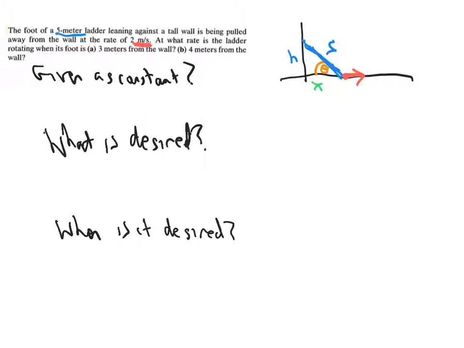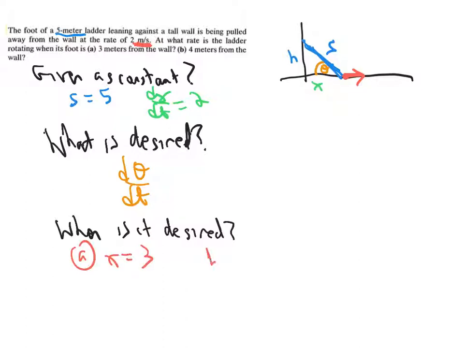Well, we know that the ladder is always 5 meters. And we know that the ladder is being pulled away at a fixed rate, and that's going to be dx/dt, which equals 2 meters per second. What we're looking for is d theta/dt. And then when do we want it? It depends: in part A, it's when x is 3, and part B is when x equals 4. We're going to find those two are really basically the same, just different numbers.